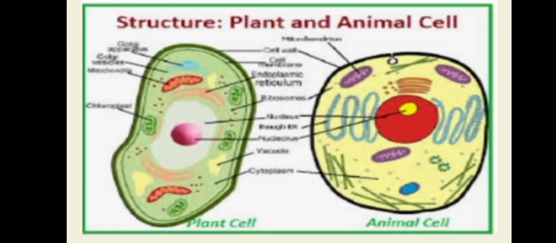Now we will compare between the plant cell and animal cell. We have just studied that plant cells and animal cells are similar in many respects, but they are also different in some respects. We will now give the important similarities and differences between the animal cell and plant cell.